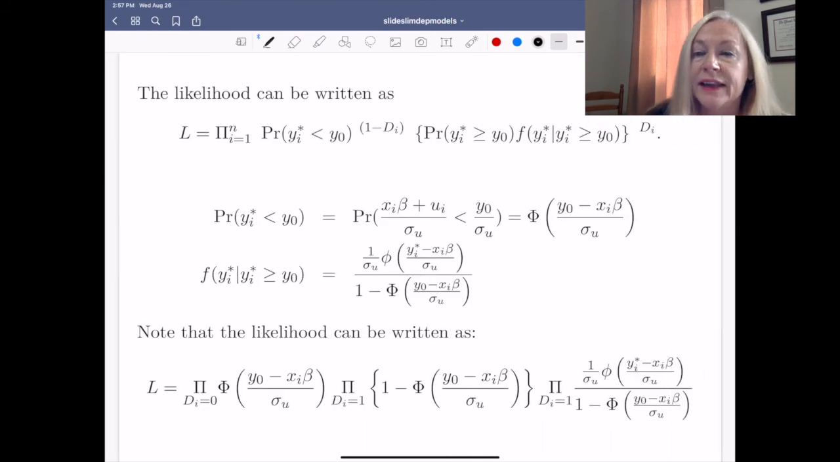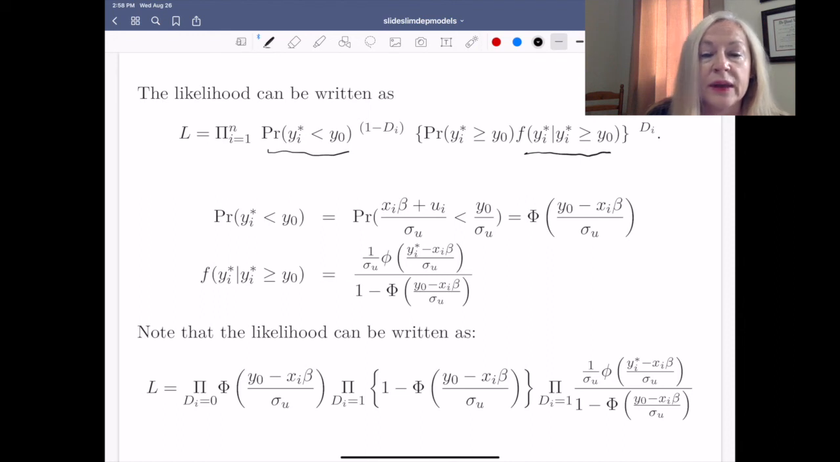So we can write the likelihood. The likelihood is going to be the probability of observing what you did observe. Okay, so for people with di equals 0, so they didn't buy the good, what do you know about them? Well, you know that their willingness to pay was below the minimum price in the market. Now, for people with yi greater than y0, for them you actually see how much they were willing to pay. So you have more information on them.